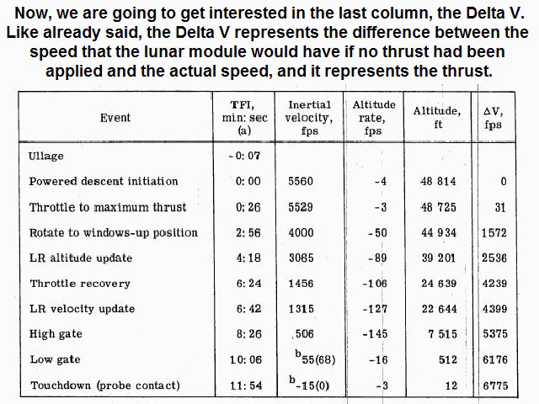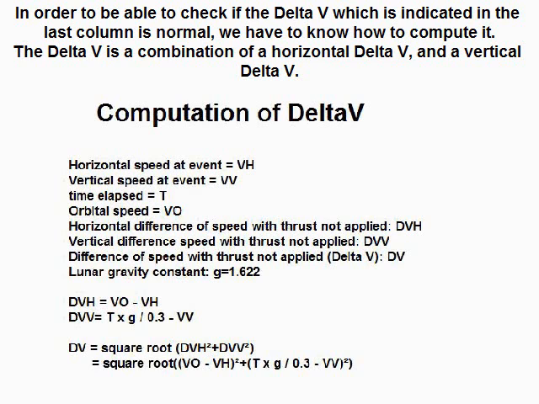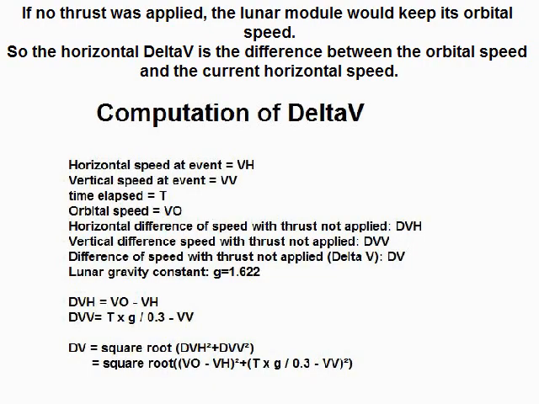Now we are going to get interested in the last column, the delta V. Like already said, the delta V represents the difference between the speed that the lunar module would have if no thrust had been applied and the actual speed, and it represents the thrust. In order to be able to check if the delta V which is indicated in the last column is normal, we have to know how to compute it. The delta V is a combination of a horizontal delta V and a vertical delta V. If no thrust was applied, the lunar module would keep its orbital speed. So the horizontal delta V is the difference between the orbital speed and the current horizontal speed.